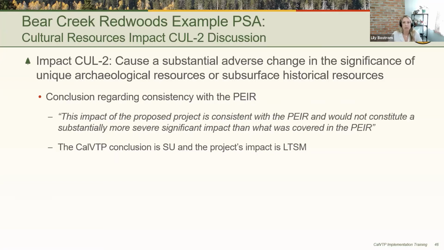So finally, you want to conclude with a statement regarding consistency with the program EIR. So in this case, this impact of the proposed project is consistent with the program EIR and would not constitute a substantially more severe significant impact than what was covered in the program EIR. And in this case, the CalVTP concluded significant and unavoidable, but the project's impact was reduced to less than significant with mitigation. Next slide, please.